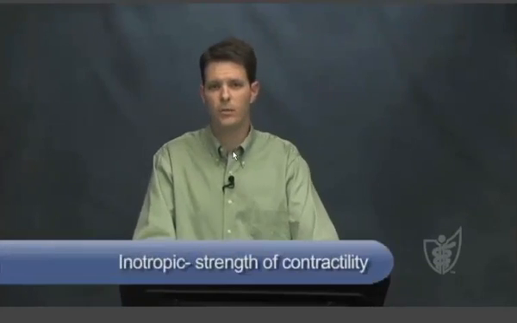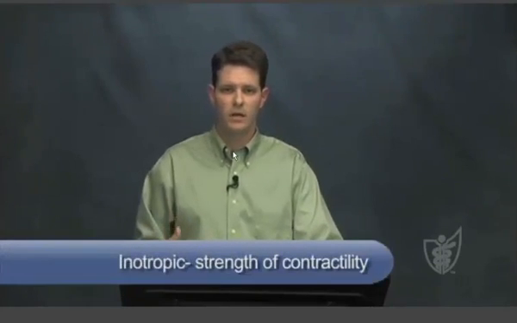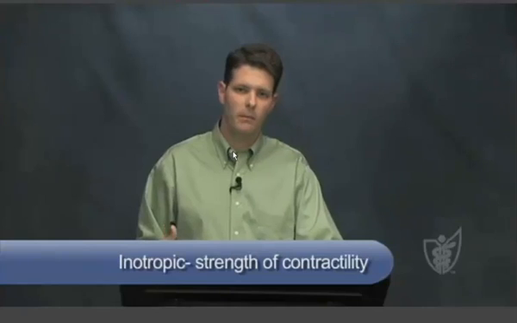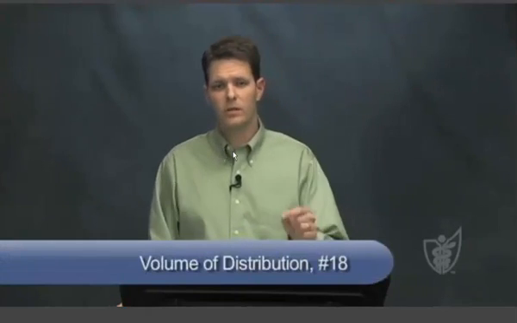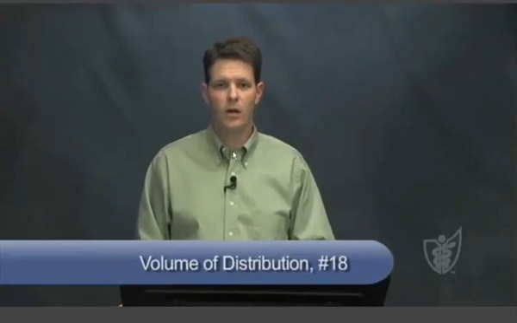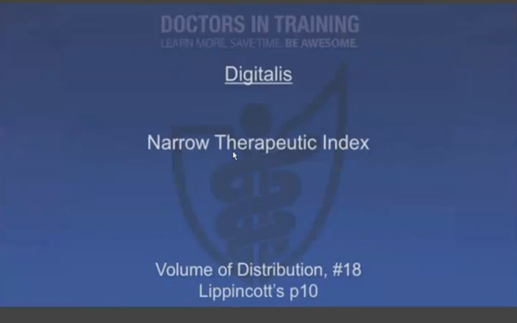So Lippincott gives you the example of a drug digitalis, or digoxin, which is used for heart failure. It's an inotropic drug that's designed to help the heart beat more strongly. And it's a good one for their example because it's a drug that we often need to check drug levels on.